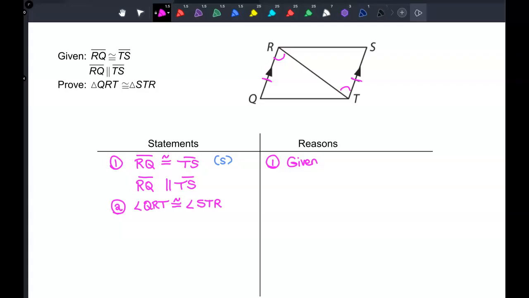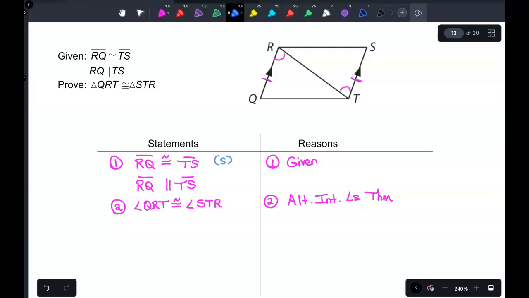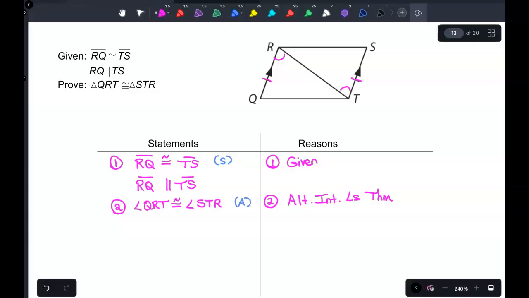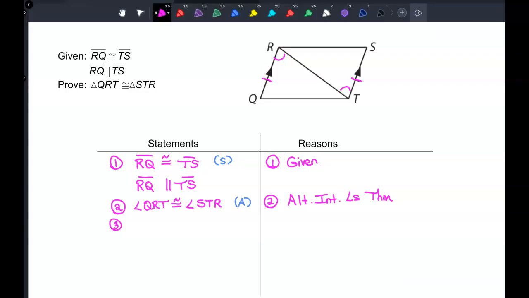Again, what was the reason? What kind of angles did we say they were? Alternate interior angles. So this is alternate interior angles theorem. Okay, that gave me a pair of angles. So I'm going to put a little A next to it. Again, you don't need to do that. I'm just, looks like it's going to be a side angle side.